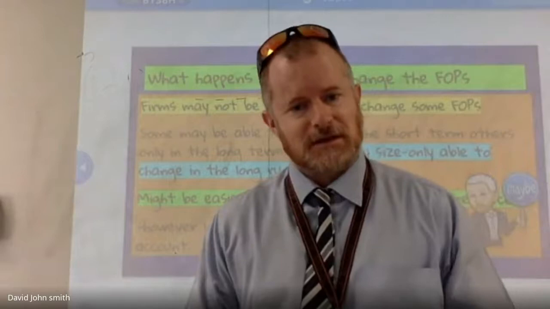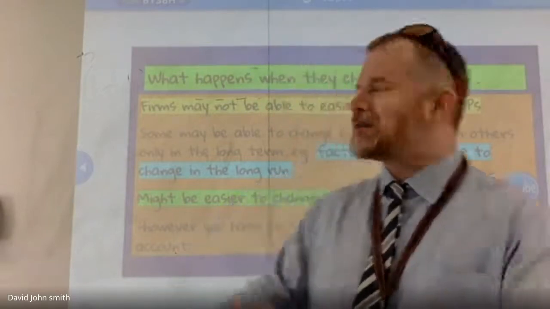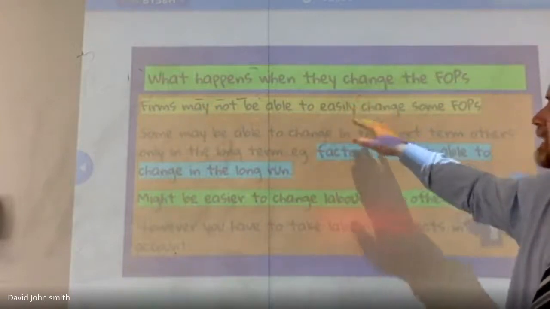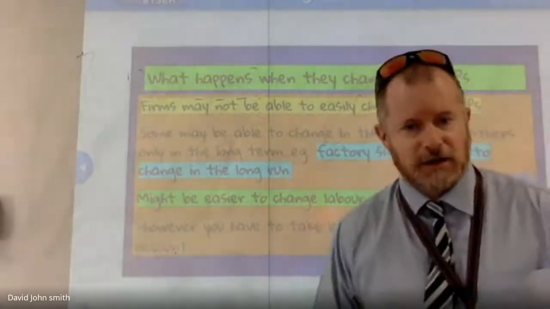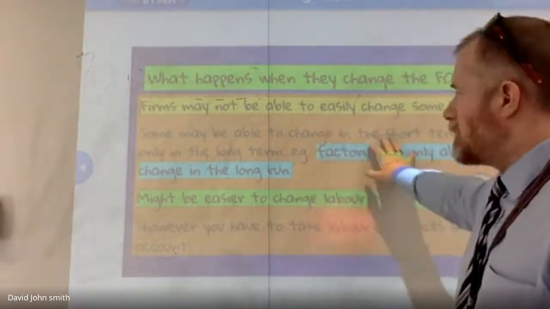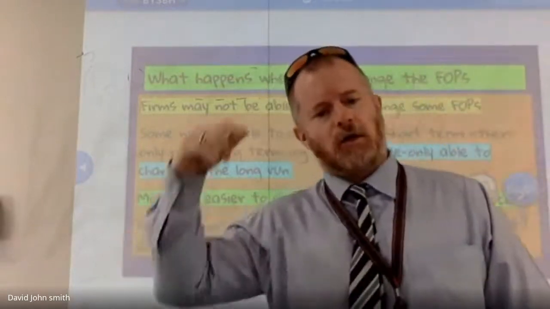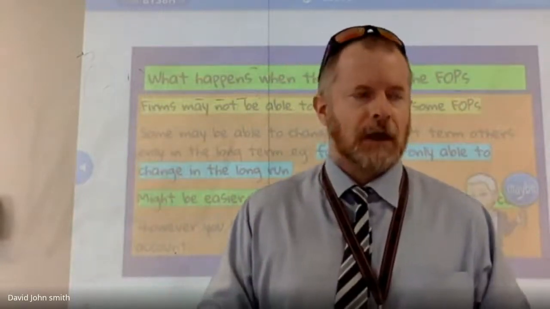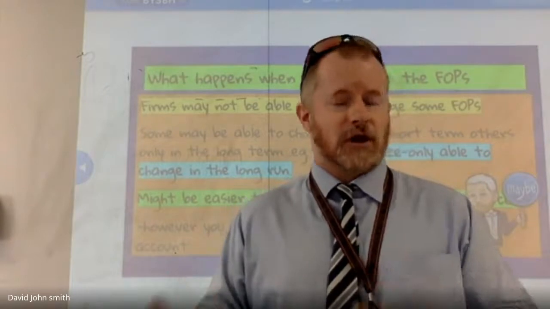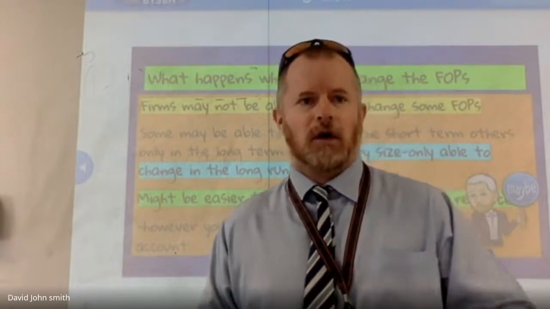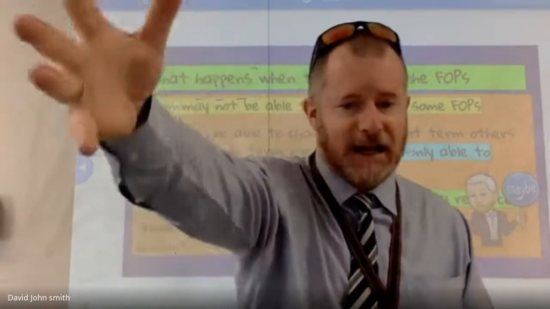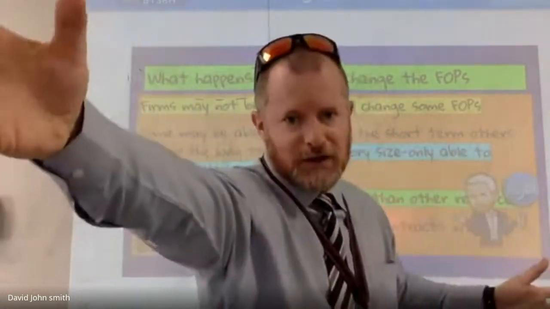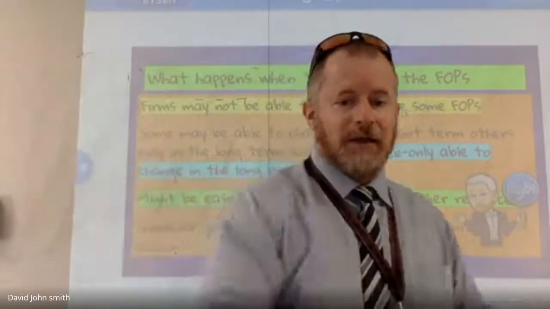So there are lots of assumptions that we're making, and firms may not be able to easily change some of their factors of production. Some of them might be able to change in what we call the short term. You might be able to make a quick adjustment. Say, for example, you've got some labour and you need more labour to manufacture hats and less labour to manufacture socks within your company. So transfer the resources. That's possible within the short term.